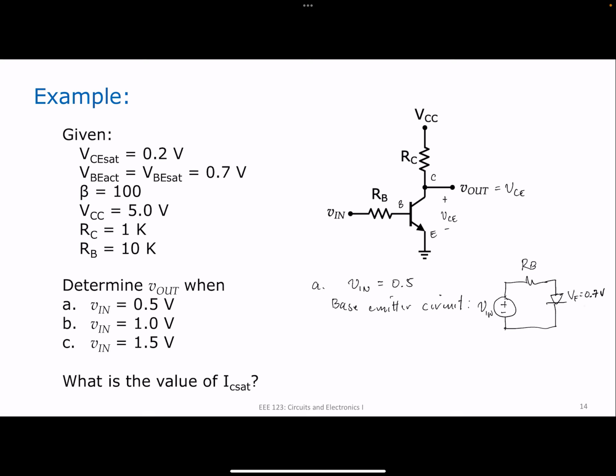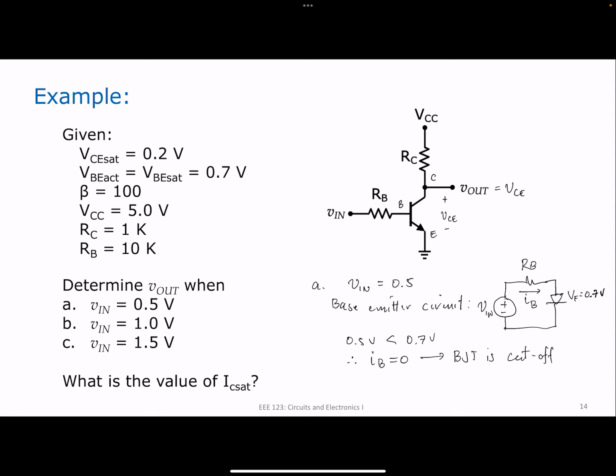We assume that the diode is an open circuit. We get the open circuit voltage. If that open circuit voltage is less than V sub F, then the assumption is correct. But if it is greater than V sub F, then the assumption is wrong. So here, 0.5 is less than 0.7 volts. Therefore, this current I sub B will be equal to 0, or the transistor is cut off. BJT is cut off.